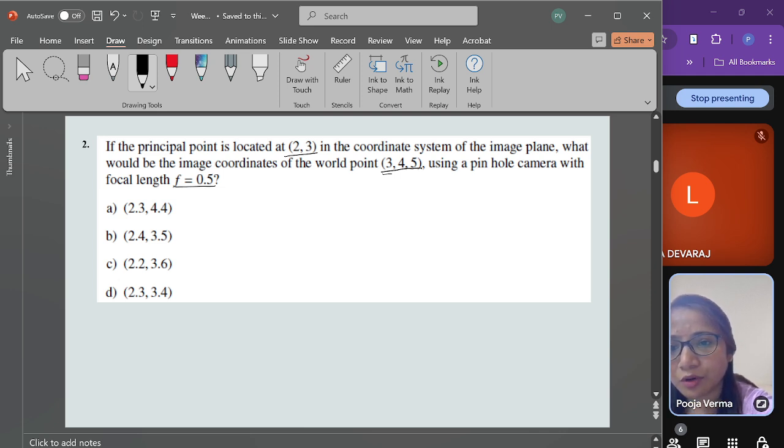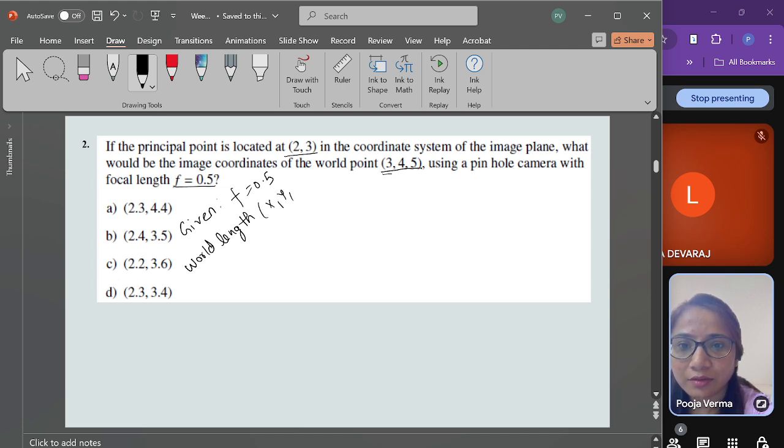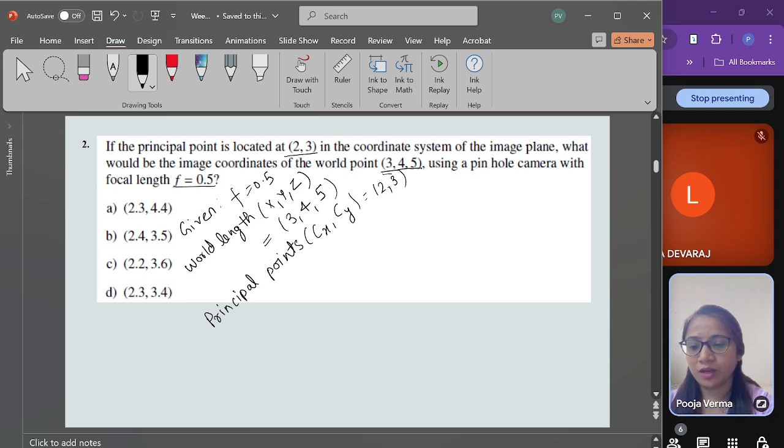Let me write it down. Focal length f is equal to 0.5. The world point, that is X comma Y comma Z, is given as 3, 4, 5. So the X value is 3, the Y value is 4, and the Z value is 5. And the principal point, let's say it is represented as cx comma cy, is located at 2 comma 3.